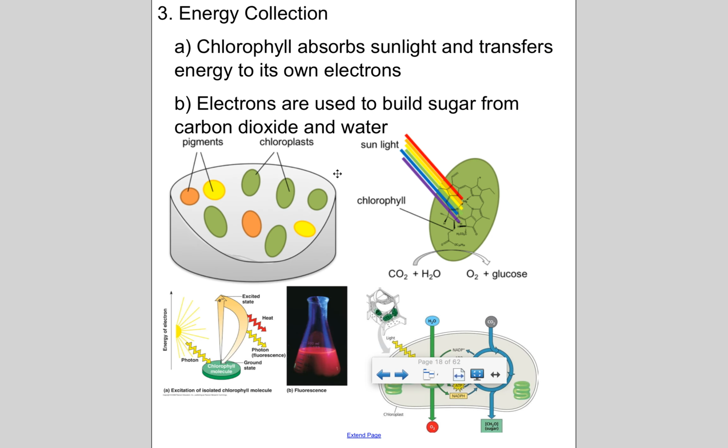So how does a chloroplast collect energy? Well, remember, we have to go back to our pigments. Pigments are molecules that absorb sunlight. So chlorophyll absorbs sunlight, and it's going to transfer this energy to its own electrons. And we're going to use these electrons to make sugar from carbon dioxide and water. So each chlorophyll molecule kind of acts like an antenna.